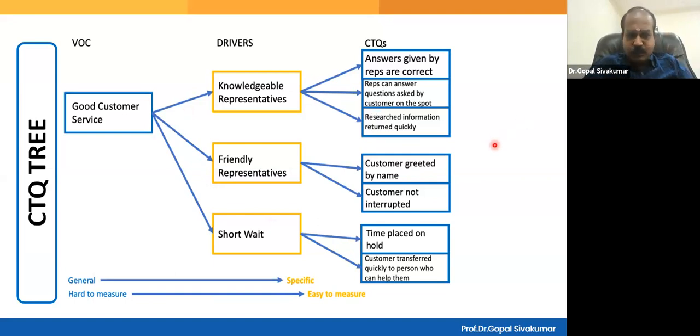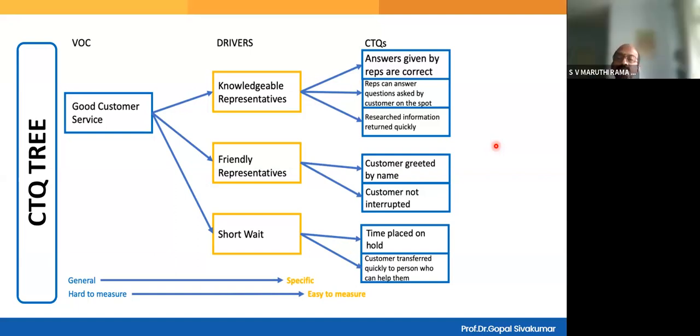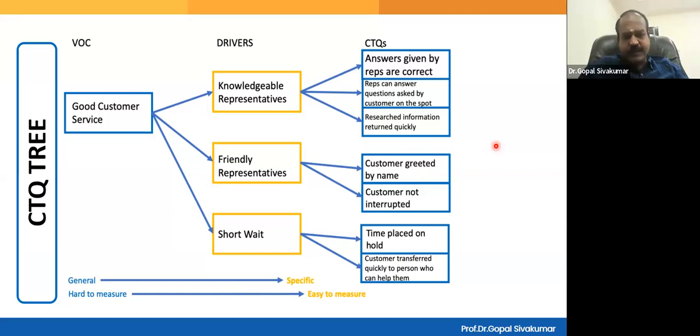And this tool is called CTQ tree. You create the tool in the same manner, or just go to Excel, use 3 columns. First column, voice of customer. Second column, driver. Now for one voice, there can be multiple drivers. Am I right? Yes. Then for one driver, there can be multiple CTQs. All right.